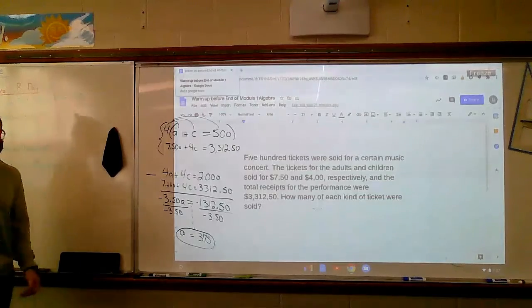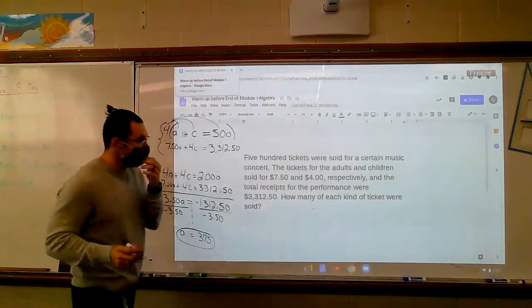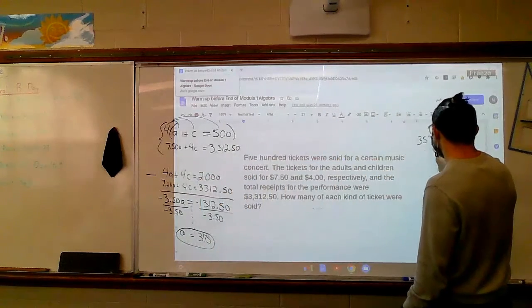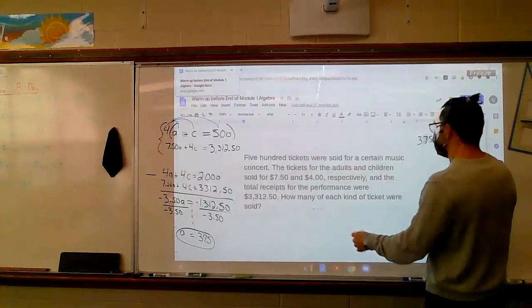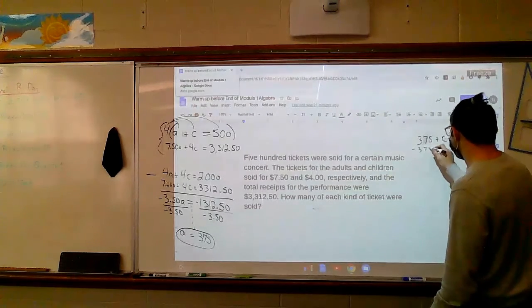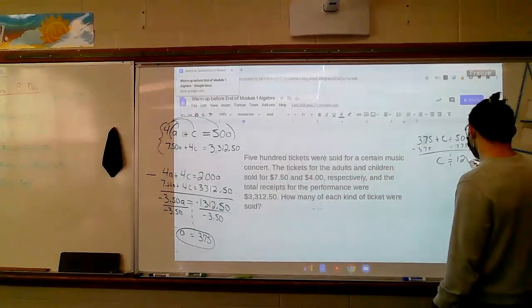Okay, so the second step after we find A is to substitute it back into an original. So I'm going to say 375 plus C equals 500. I subtract 375. C equals 125.